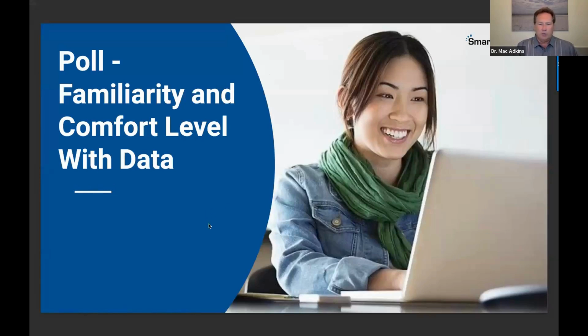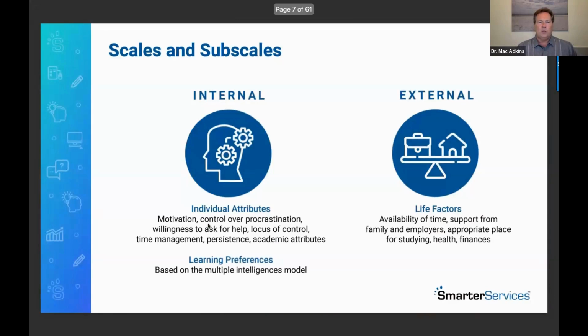While you are completing that poll, I'm going to share with you a little bit of information. I think most everyone on the call knows this, but in case we have some visitors to the meeting, I want you to understand what SmarterMeasure measures so that when you hear Michelle and Mary talk about how they're using that data, you'll understand what they're referring to.